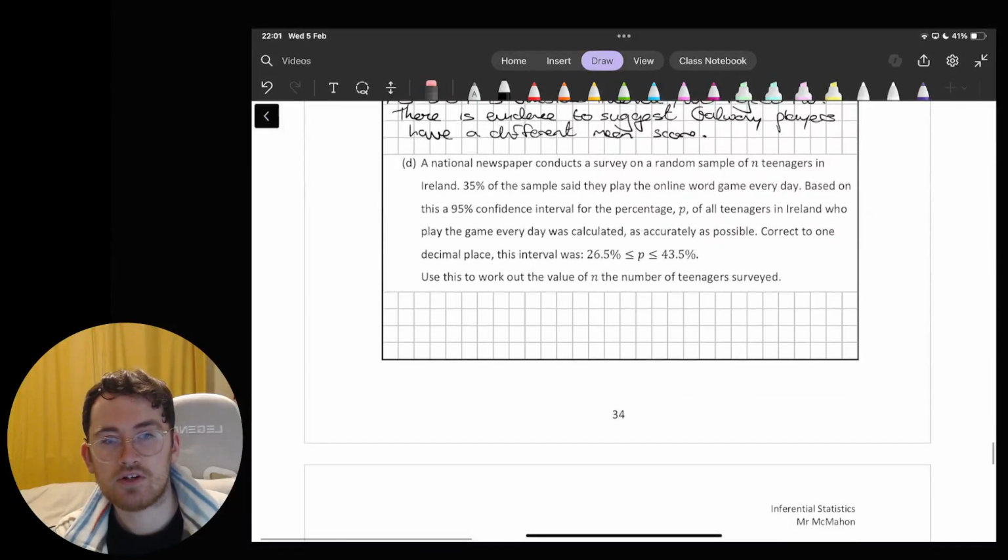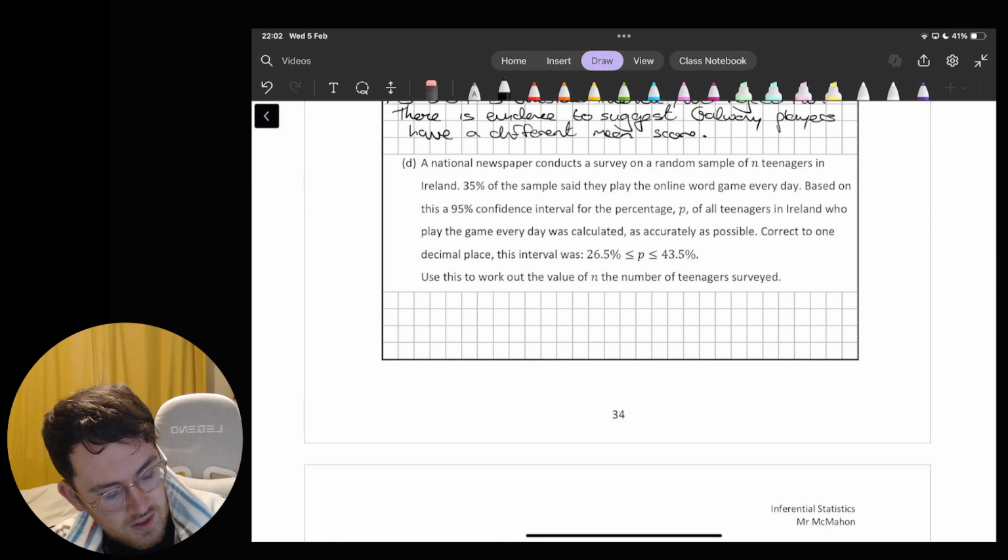A national newspaper conducts a survey on a random sample of N teenagers. 35% of the sample said that they play the online word game every day. Based on this, a 95% confidence interval for the percentage of all teenagers who played the game was calculated, correct to one decimal place. This was the interval. Use this to work out the value of N, the number of teenagers surveyed.